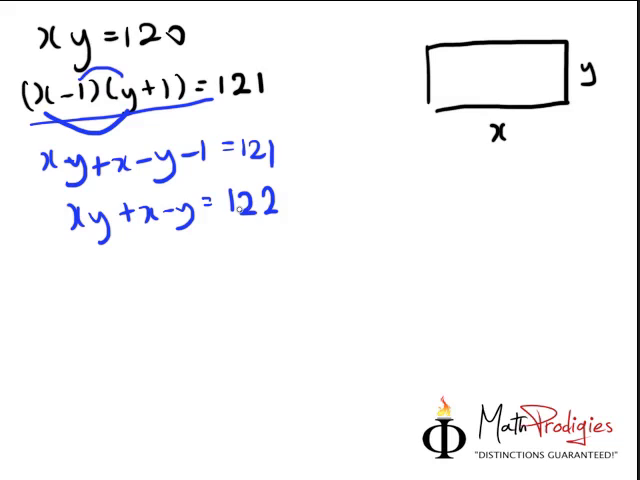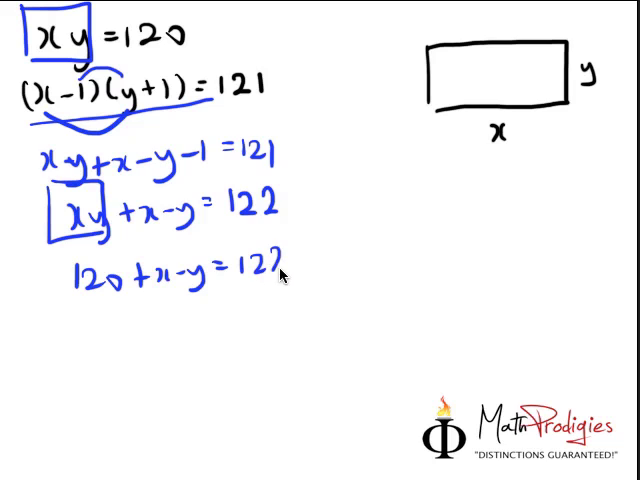Okay, from here we are kind of stuck, but we have this xy over here and we have xy over here. So what we can do is replace it with 120, plus x minus y equals 122. Therefore, x minus y equals 122 minus 120, which gives you 2. Okay, so we are kind of near, but how do we go from here? Oh, that kind of rhymes. So from here, what we can find out is x equals 2 plus y. Basically, I bring this over here.